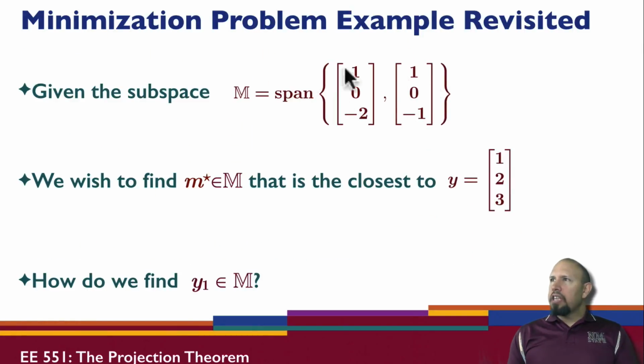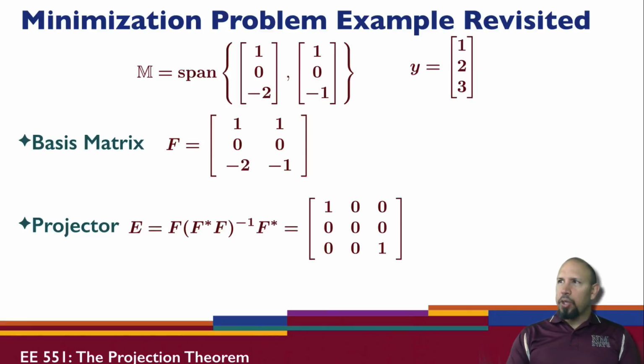So given now this subspace, which we looked at before, we wish to find M star in M that is closest to Y, which we've seen. So how would we find y1 in M? Before, you could intuit what y1 must have been. We saw that y1 was 1, 0, and 3, and it just intuitively was that. Otherwise, we can go through the formality of using the projector.